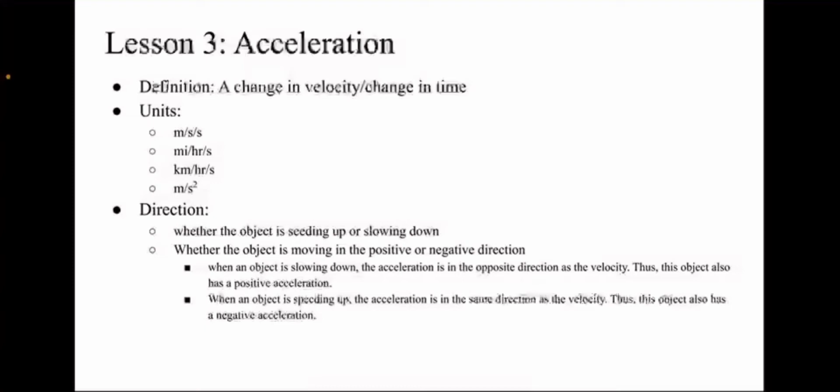Definition: whether the object is speeding up or slowing down, and whether the object is moving in a positive or negative direction. When an object is slowing down, the acceleration is in the opposite direction as the velocity. Thus, this object also has a positive acceleration. When an object is speeding up, the acceleration is in the same direction as the velocity. Thus, this object also has a negative acceleration.